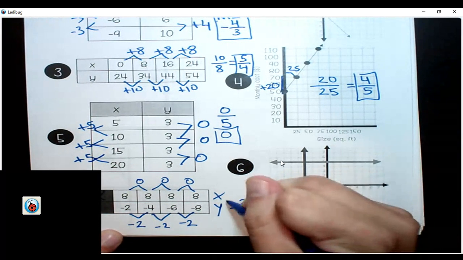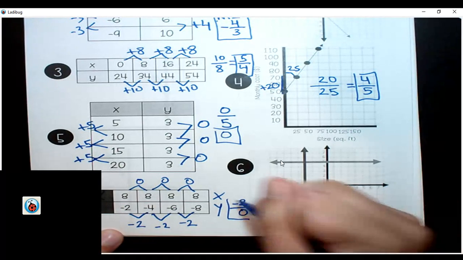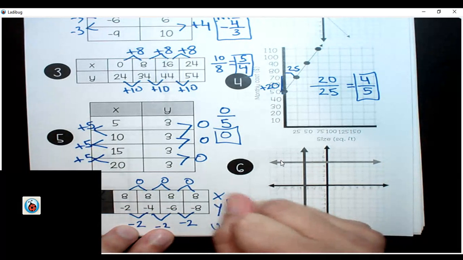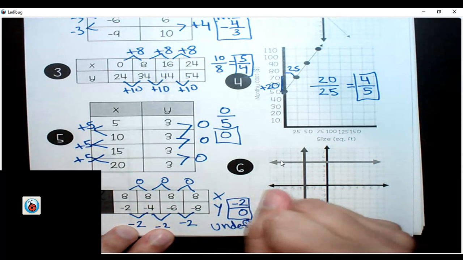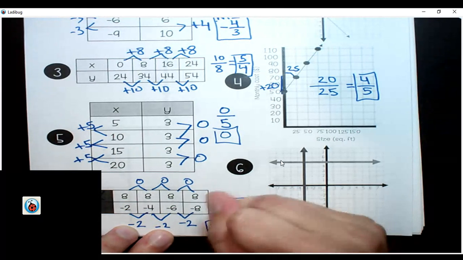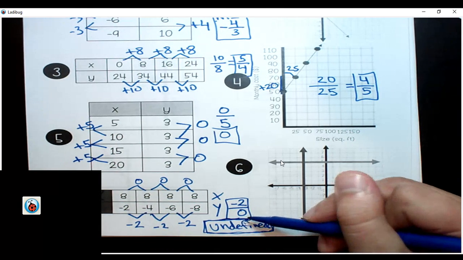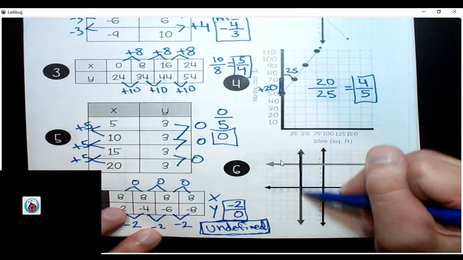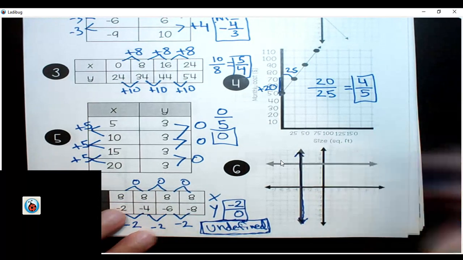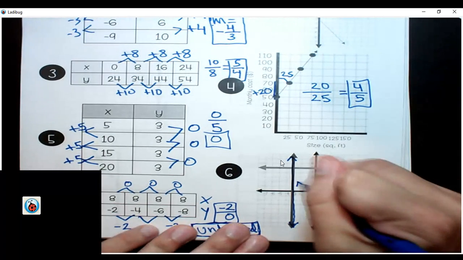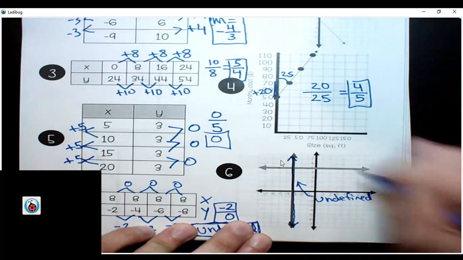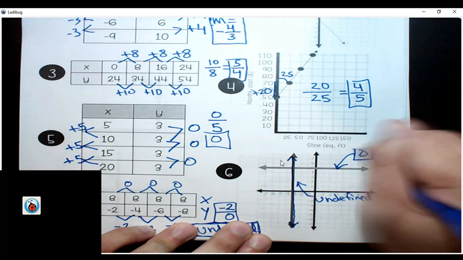But when you type in -2 over 0, you should get an error. And that's what we call undefined. So undefined is actually the answer, not -2 over 0. So whenever you have a 0 in the denominator, your answer is undefined. And what that looks like is this line right here. A very vertical straight line is undefined. So this one right here, the slope would be undefined. And this slope right here would be 0. So undefined and 0.